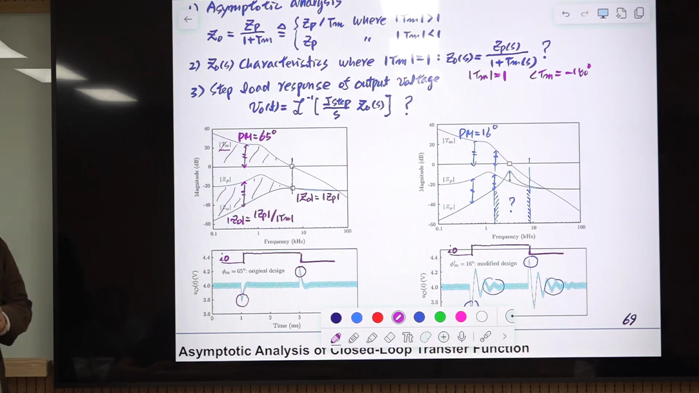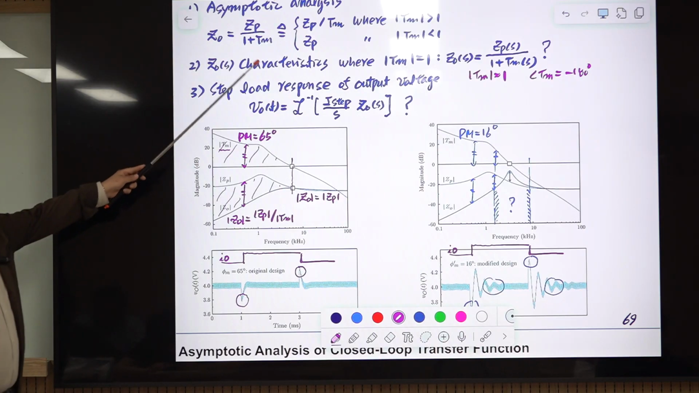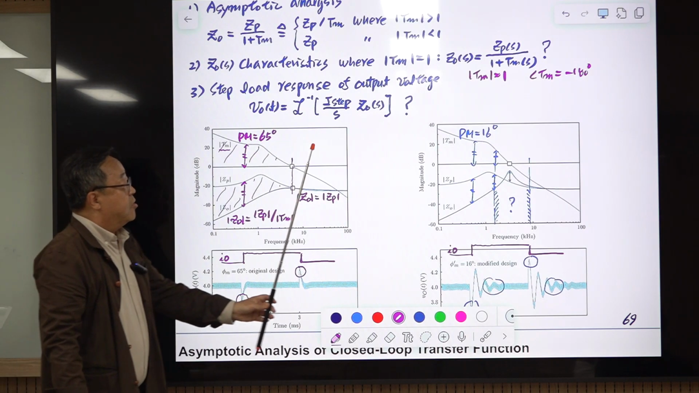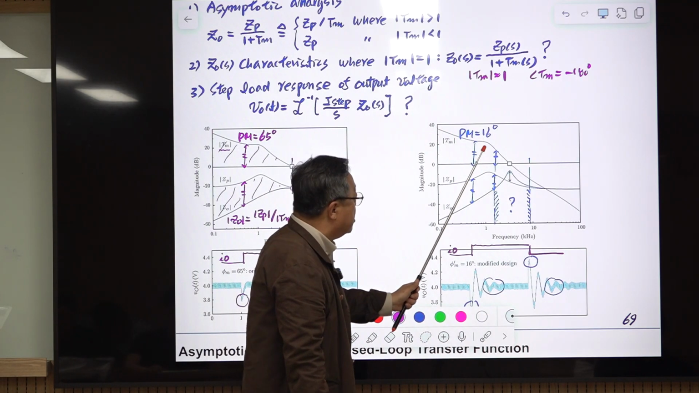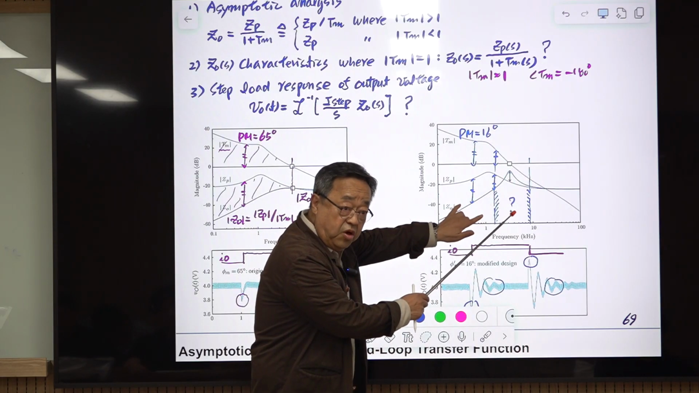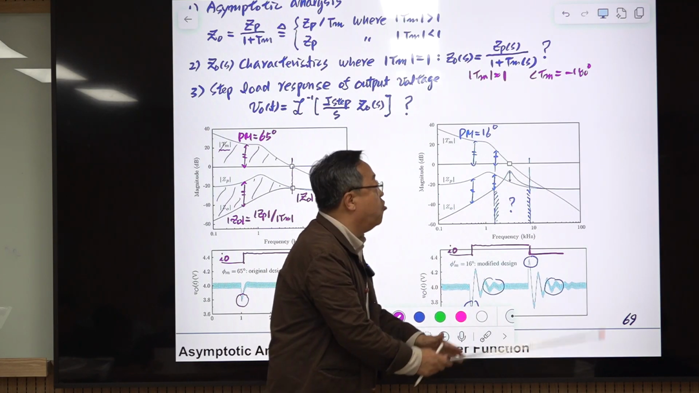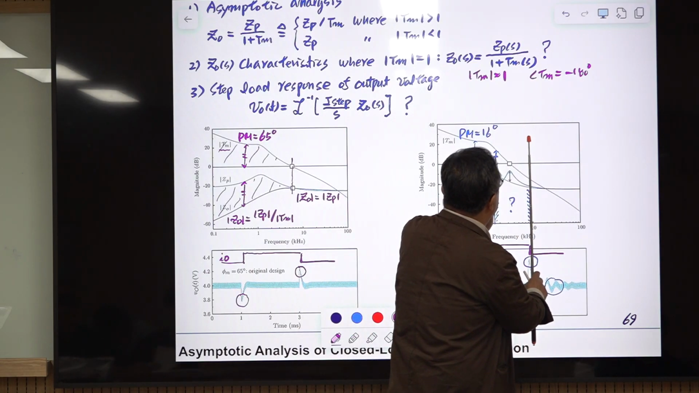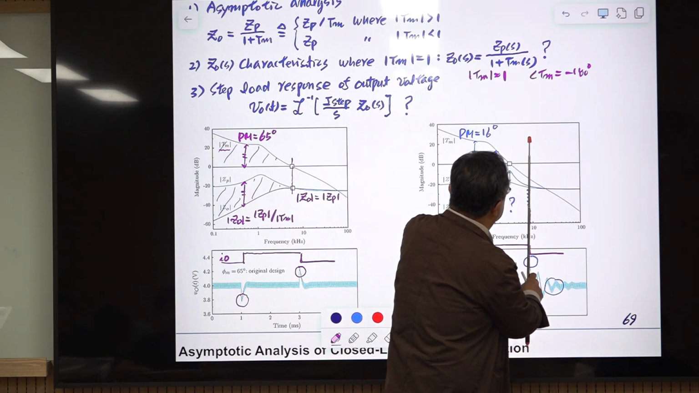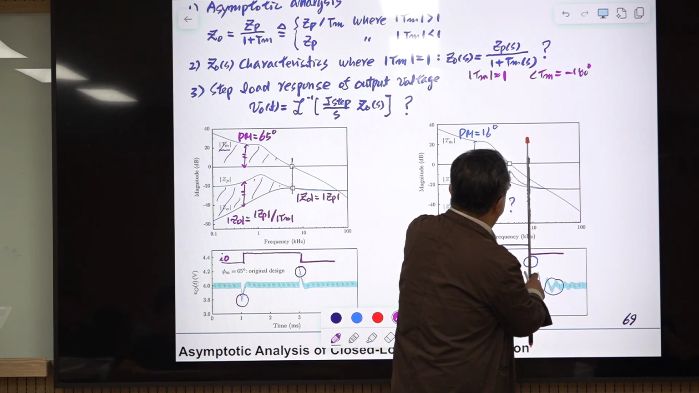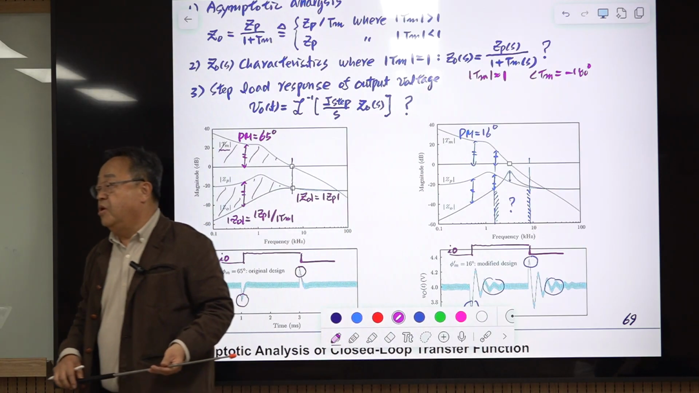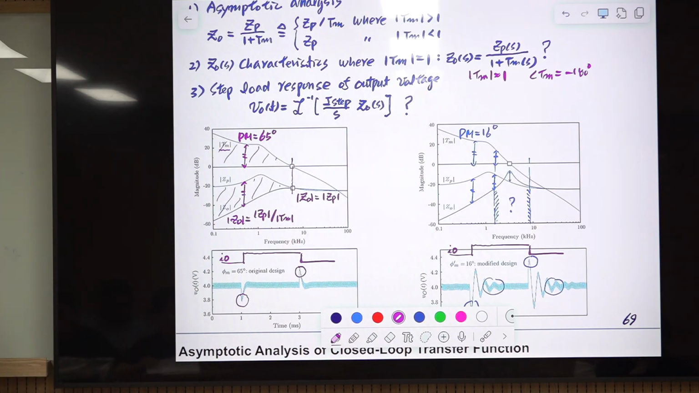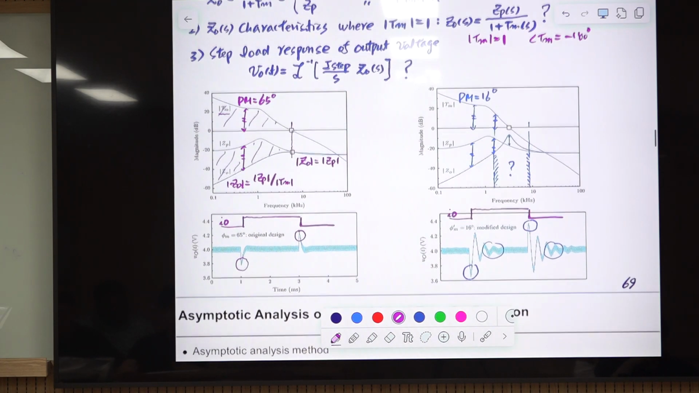When the phase margin is more than 60 degrees, this asymptotic analysis is very accurate, but when the phase margin is reduced from 65 to 16 degrees, there is something else going on here. Okay, so we want to know what is happening in between this lower frequency bound and this upper frequency bound. In between the two frequencies, you want to know the exact characteristic of this output impedance and the transient response of our voltage due to step load change.